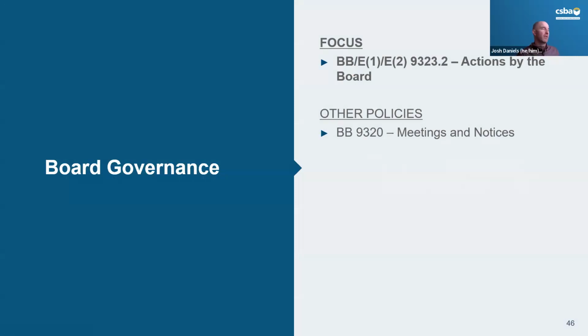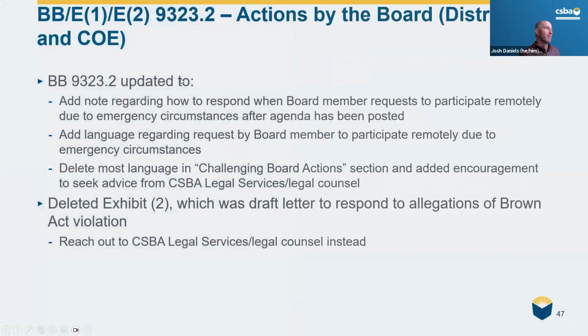Yep, only got a couple board bylaws to cover, so this shouldn't take too long. We'll start with board bylaw 9323.2, actions by the board. It also has 2 exhibits, and we updated both the district version and the county version. Substantively, they are mostly similar. So with respect to the board bylaw itself, we added a few notes. One of the challenges is when a board member requests to participate remotely due to emergency circumstances, what do you do then, particularly if the request is made after the agenda is posted. So we added a note that it's basically taken up at the beginning of the meeting.